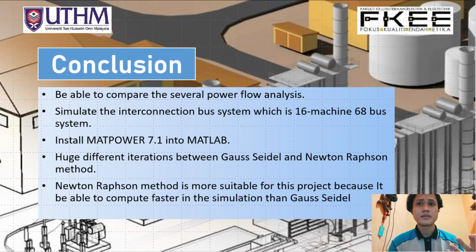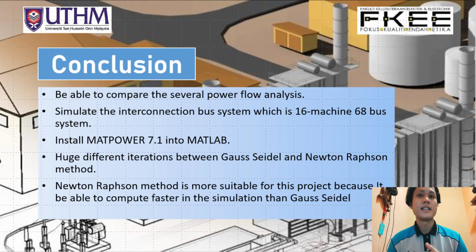It is a different case for the Newton-Raphson method. This method was able to converge because it has more iterations. Besides that, comparing computation times, the Newton-Raphson method is quicker than the Gauss-Seidel method. It shows that the Newton-Raphson method is more effective in executing the output for the 16 machine 68 bus system. Because of the small size of the bus system, the Newton-Raphson method is suitable for computing faster.